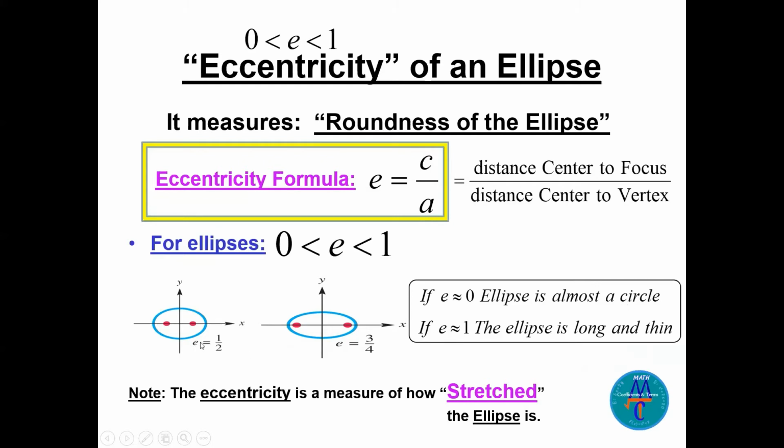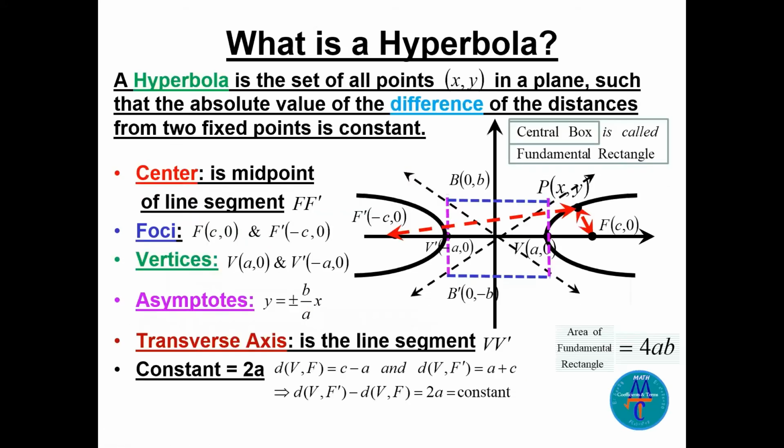See, like here we have an ellipse with e equal to 1/2. If e is close to 1, the ellipse is long and thin. So the eccentricity e is between 0 and 1 for the ellipse. Between 0 and 1, not 0, not 1, any number in between. So the eccentricity is a measure of how stretched the ellipse is. This we call eccentricity.